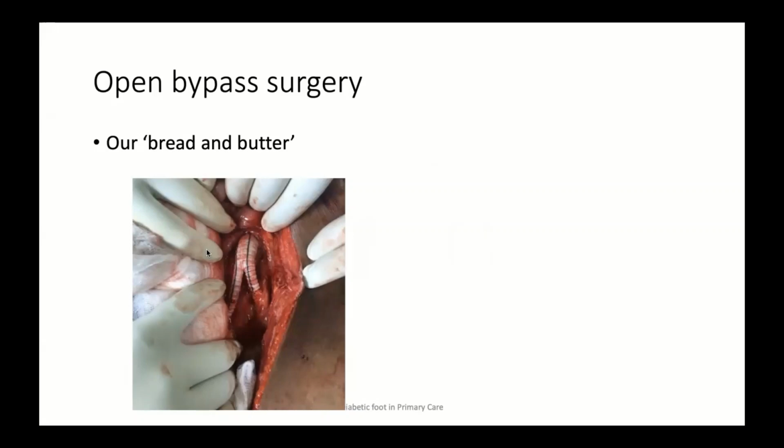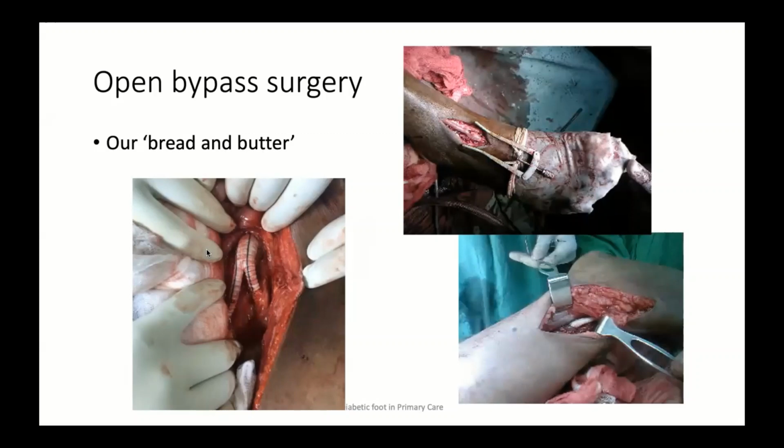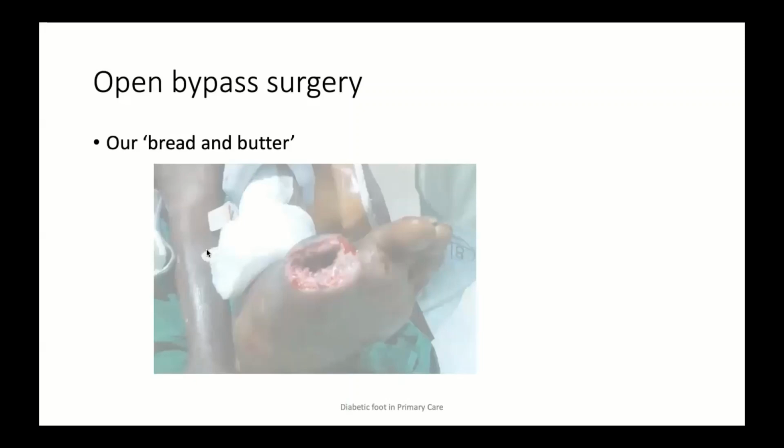This is an aorto-bifemoral surgery. This is a distal bypass where the patient's vein has been plumbed onto the dorsalis pedis arch of the foot. Another such surgery, and this is using a prosthetic bypass. So various options are there.